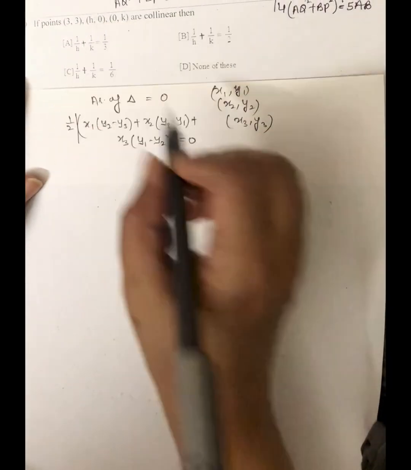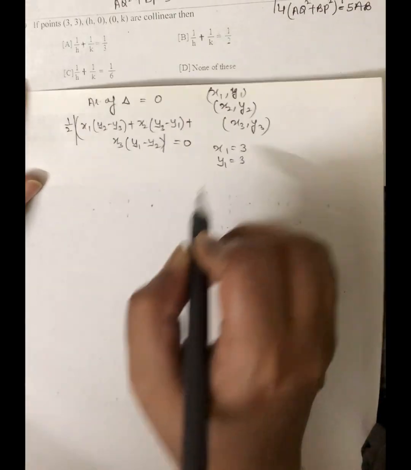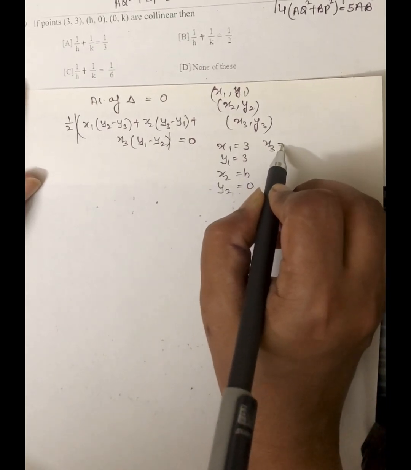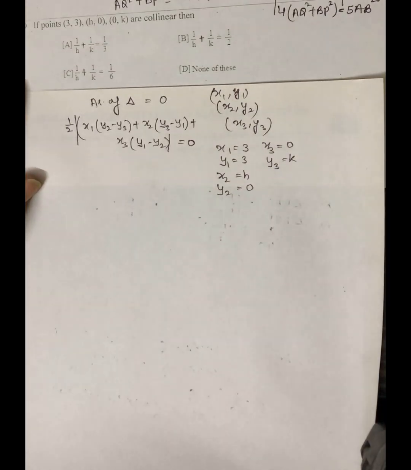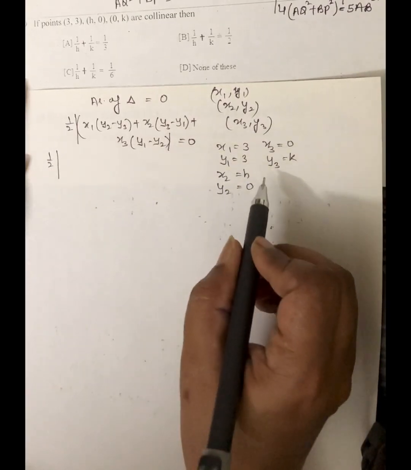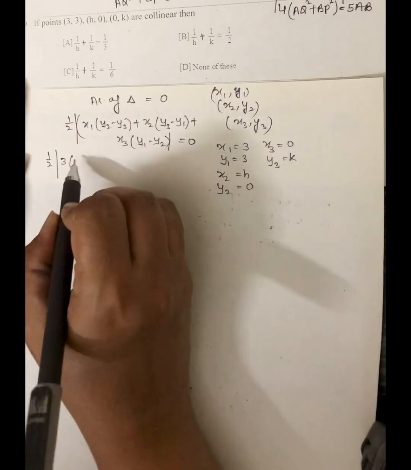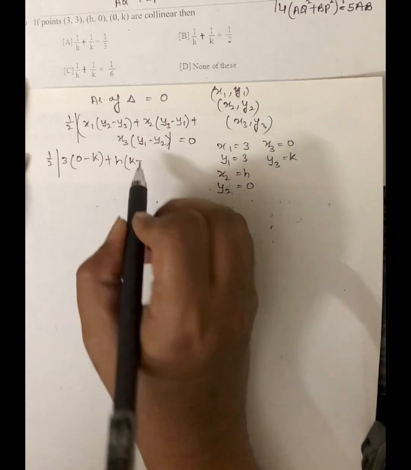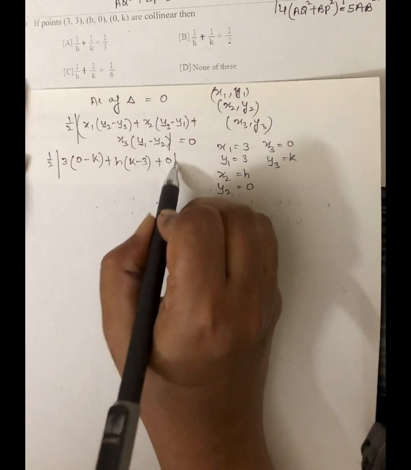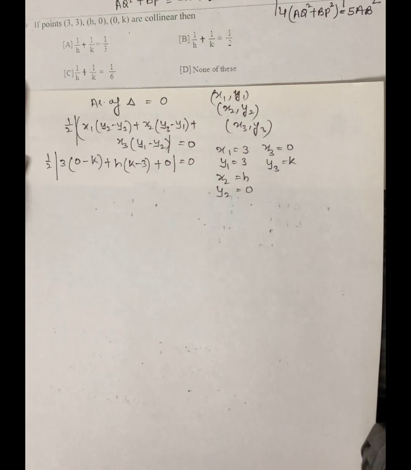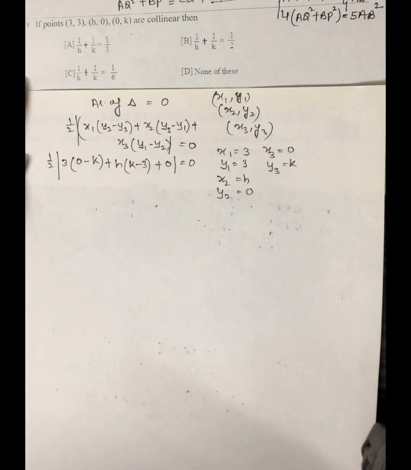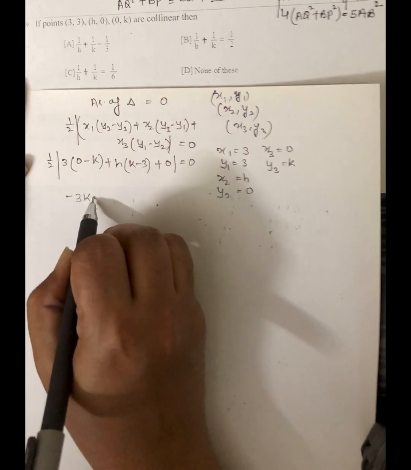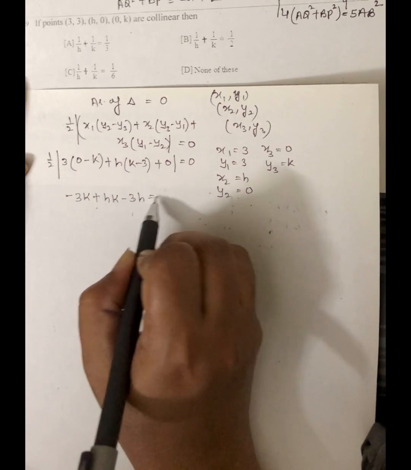Now here the points are x1 is equal to 3, y1 is equal to 3, x2 is equal to h, y2 is equal to 0, x3 is equal to 0 and y3 is equal to k. So put these values here. We get 1 by 2, x1 is 3, y2 is 0, y3 is k, plus x2 is h, y3 is k, y1 is 3, and x3 is 0, so the whole thing becomes 0. So the inside of this modulus function must be 0. So we get minus 3k plus hk minus 3h is equal to 0.